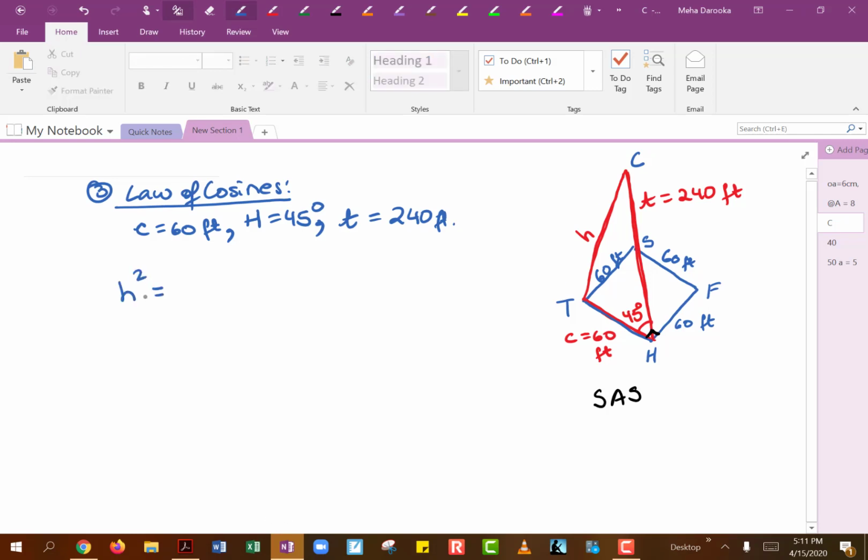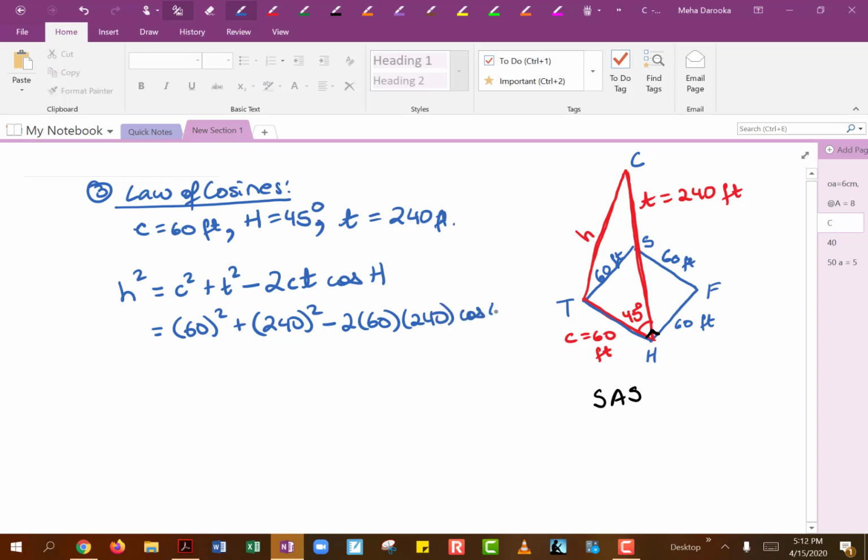to have H squared is equal to C squared plus T squared minus 2 times CT multiplied by cosine of H. So C squared will be 60 squared, T squared is 240 squared, minus 2 times 60 times 240 times cosine of angle H, which is 45 degrees.